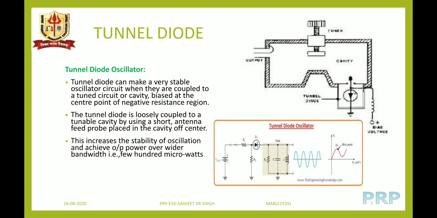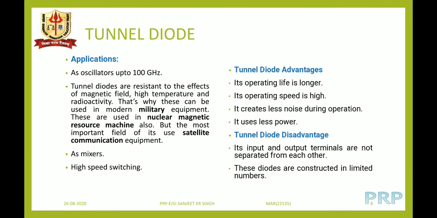The adjacent diagram explains its working as an oscillator. It can be used as an amplifier as well. As an oscillator it can be used for 100 gigahertz, and since the time taken for the device to cross the tiny dot from anode to cathode is very less, it can be used as a high frequency switch.